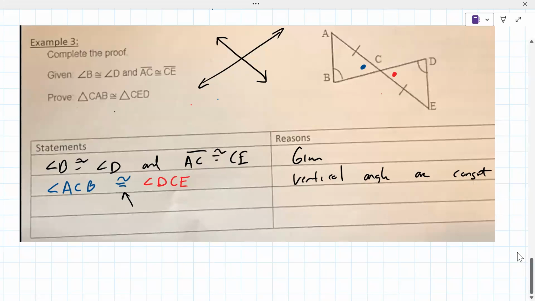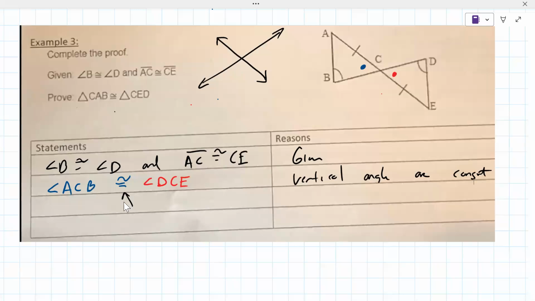Full disclosure, you're probably supposed to say that ACB and DCE are vertical angles, and then say they're congruent. I don't know what your instructor wants. This is probably better than where you've been, but you're supposed to say they're vertical and then show that they're congruent. But that's a little nuanced thing. I wouldn't super worry about it at this point.